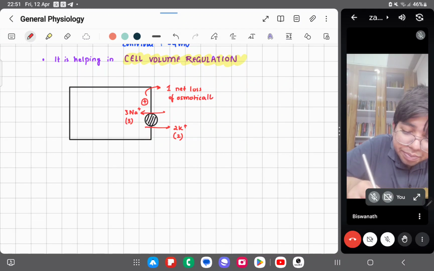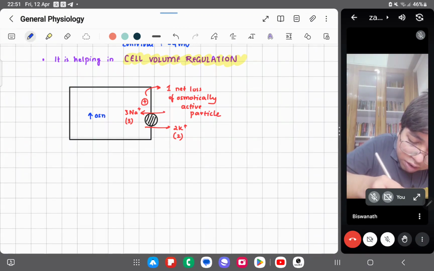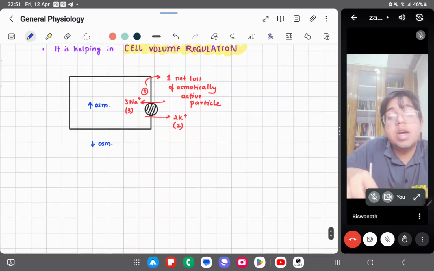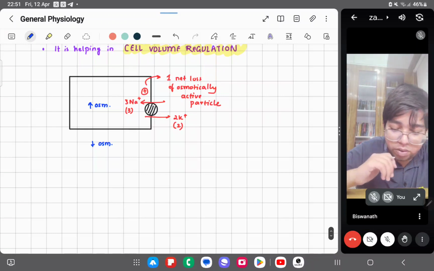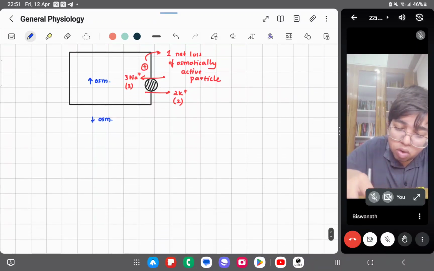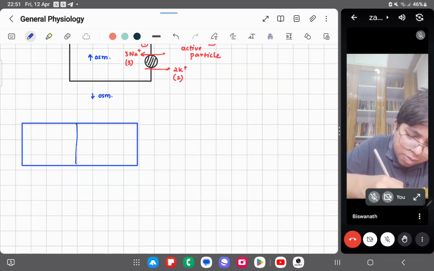One net loss of osmotically active particle, that is, the inside of the cell will have more osmolarity and the outside will have less osmolarity. Water will flow from less osmolarity to more osmolarity. You know this thing? Or if you don't know, let me tell you. You must have read these things in your previous classes.